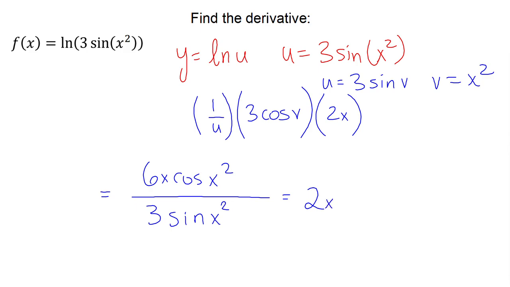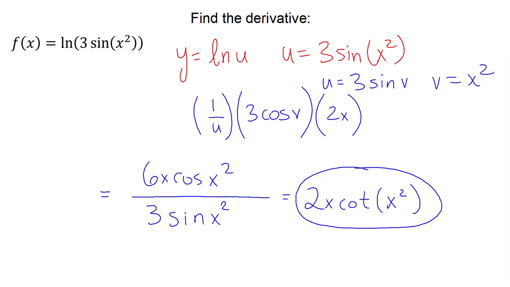And we also have the x there, right, with the x in front. We have 2x, and then we have cotangent of x squared, right? Because cosine x squared over sine x squared should be cotangent of x squared.